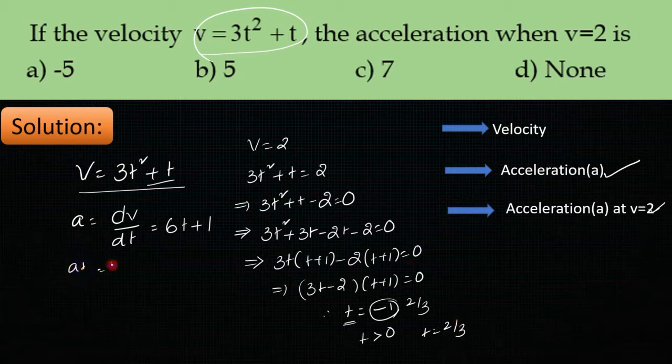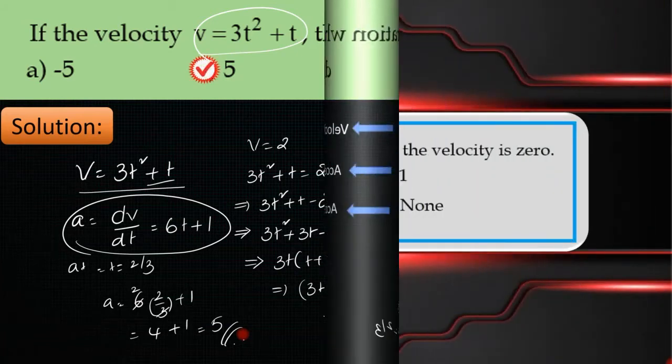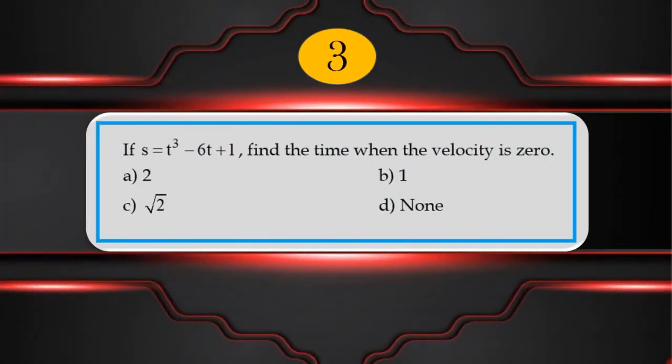At t = 2/3, acceleration is 6 into 2/3 plus 1, that is 3 ones are 3, 3 twos are 6, 2 into 2 is 4, plus 1 equals 5. Therefore the answer is option B. Dear students, see the question number 3.